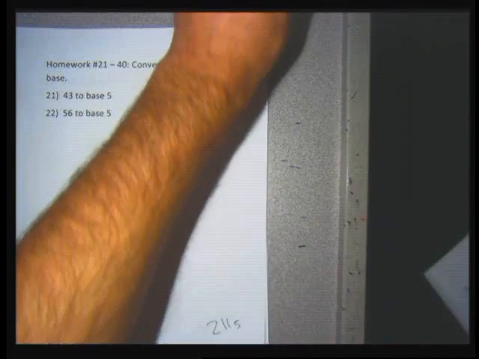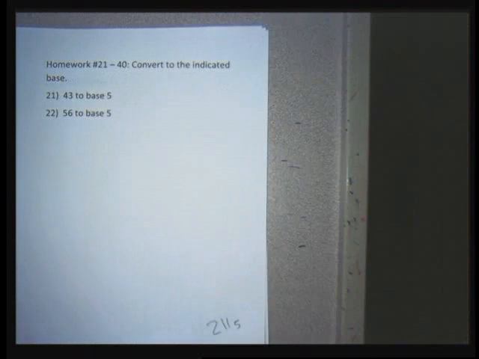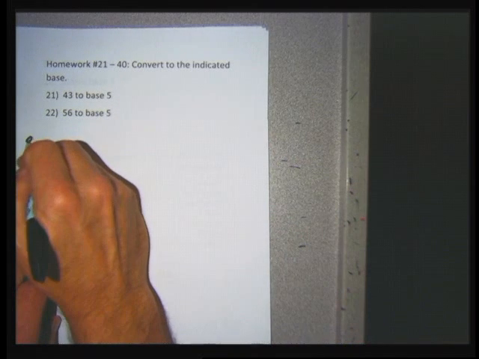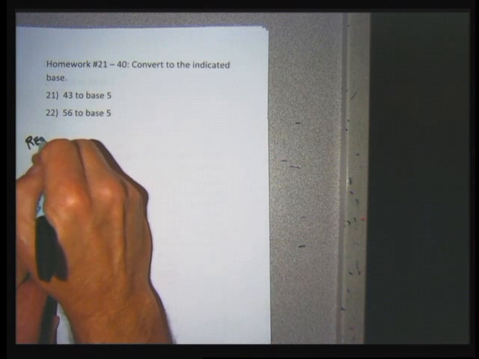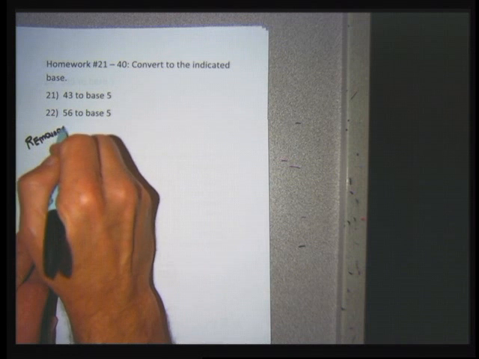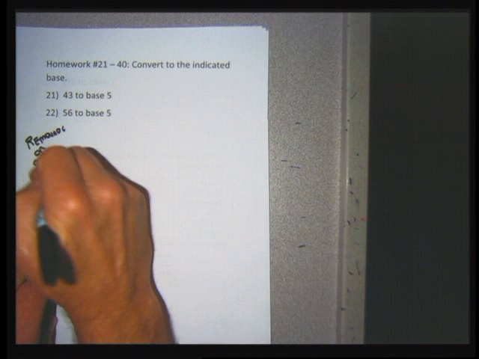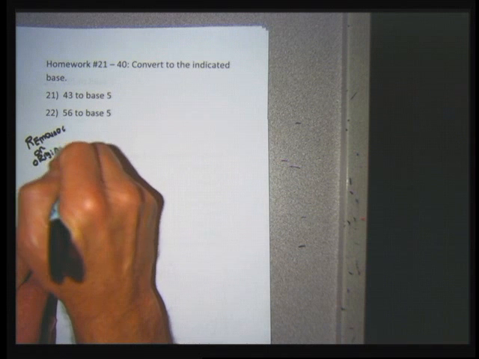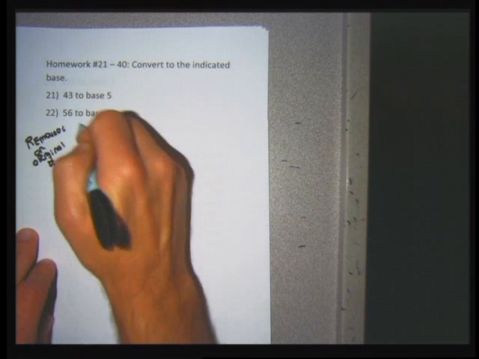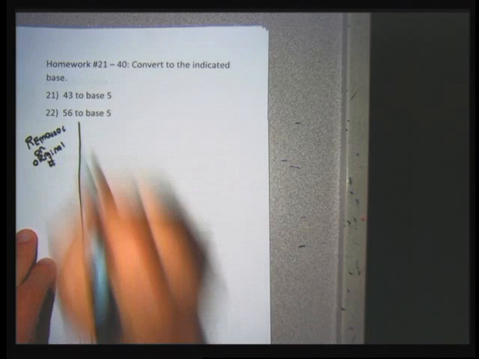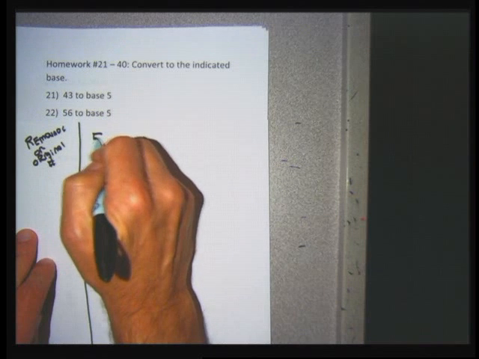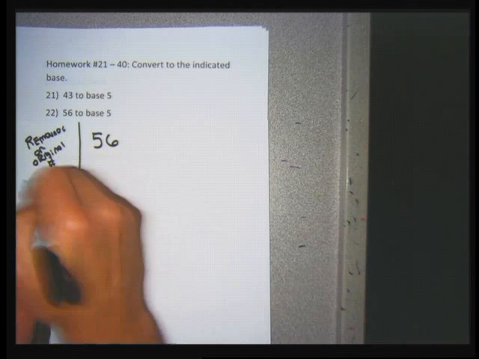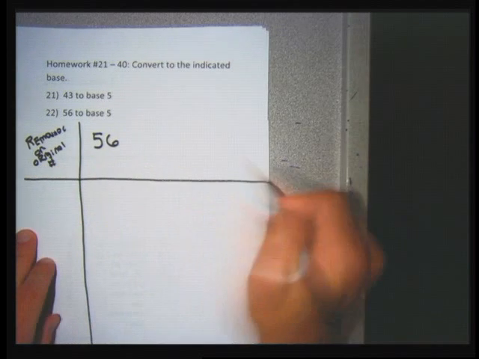All right, so now to the homework. So we're both working with base 5, so we're going to start off our tables. We're going to have either the remainder or original number, because it starts off with the original number. For me, I'm going to put a 56 at the top of that column. For you, you're going to put a 43.